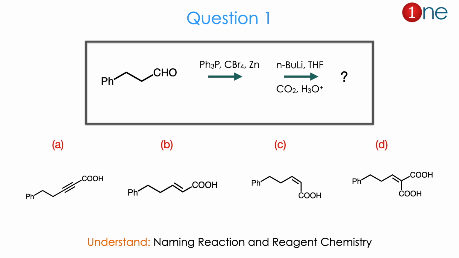Let us see question number 1. The starting material is an aldehyde with a phenyl group. Here we are using phosphine, tetrabromomethane and zinc. In the next step you are using butyl lithium, THF and CO2, and then acid hydrolysis. They ask you to find the products. The products can be the triple bonded one, the cis double bond, the trans double bond, or two acid groups at the ends. So you have to understand from the reagents and reactant that a name reaction is involved, and reagent chemistry also matters here.